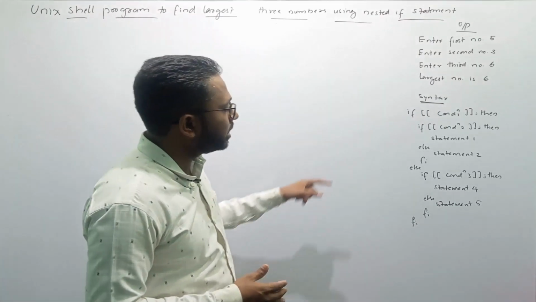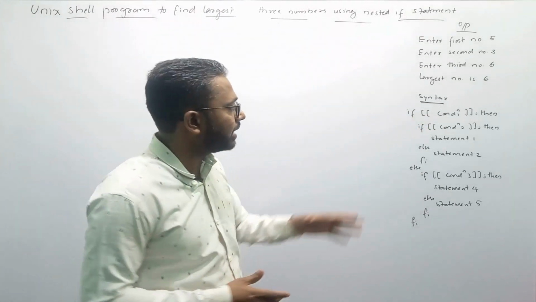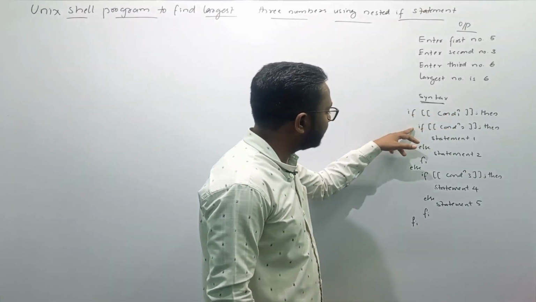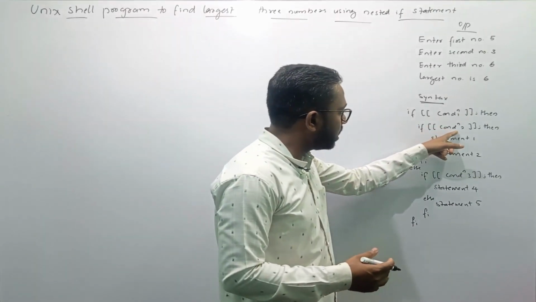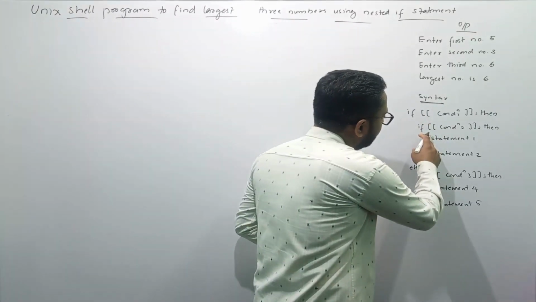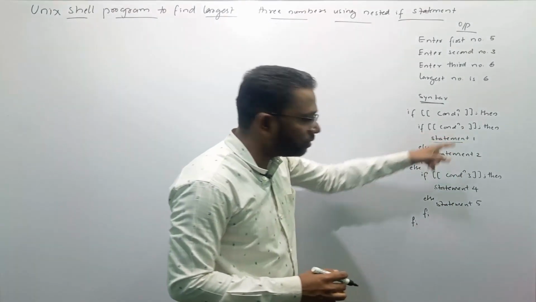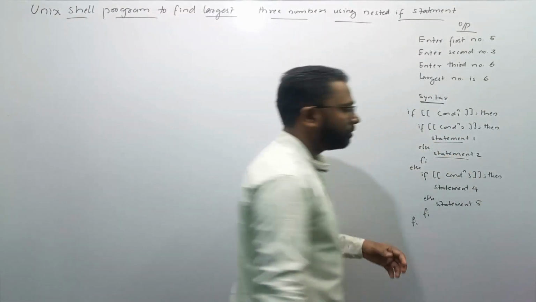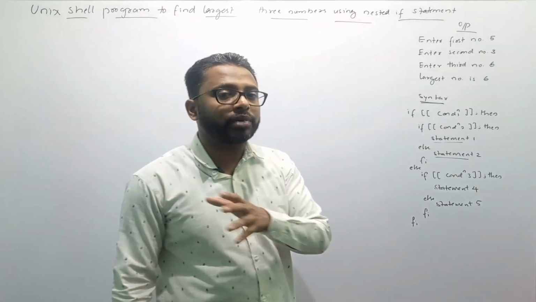The syntax of nested if statement starts with the keyword if followed by two open square brackets and a condition. If this first condition becomes true, then control will come inside this if to check for one more condition, which is condition 2. If condition 2 also becomes true, then control will come inside the if block to execute statement 1. If this condition 2 didn't get satisfied, then control will come to the else block to execute statement 2.